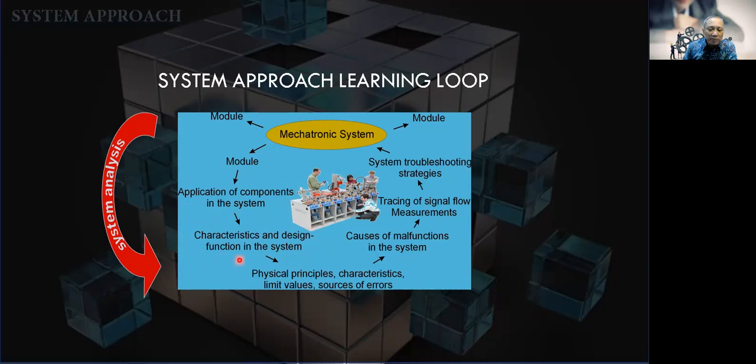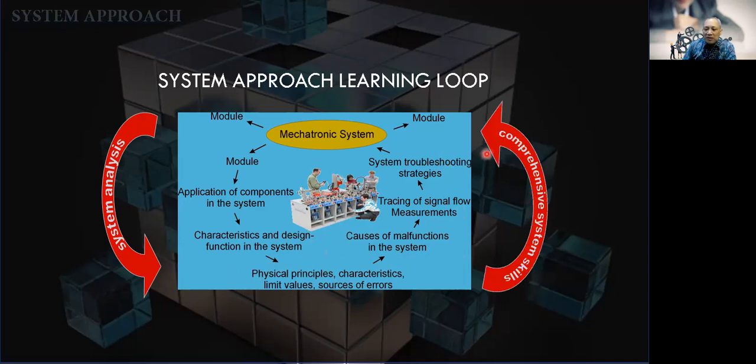So when we go to probe the sensors to check so that we can differentiate the product or the components, then of course the sensor has some physical principles in there, right? Characteristics, limits and values, and sources of error if it doesn't work. And if it doesn't work, then we can check what the causes of the malfunction in the system are.